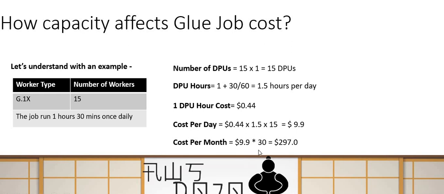And if my cost per day is $9.9, I'm simply multiplying it by 30 or 31, whatever method you use, and I'm saying that I'm going to pay $297 per month. So that's the cost this Glue job is going to incur with the example I gave here. Okay, so keep this DPU calculation, worker type, and cost calculation in mind, and let's talk about what challenge you face.